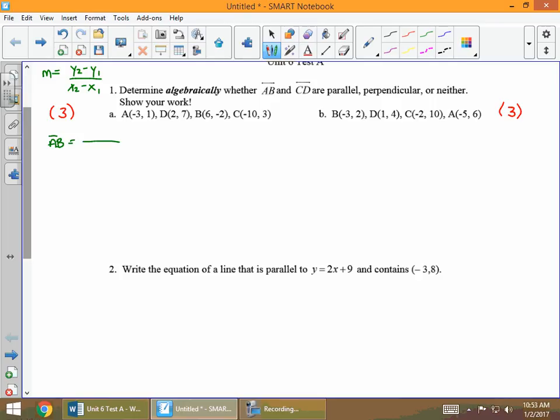So here's my x value for A and my y value for A, my x value for B, and my y value for B. So I want to subtract the y values. So I'll do, and I'm going left to right, 1 minus -2. And then subtract my x values, -3 minus 6. So 1 minus -2 is the same as 1 plus 2, which is 3. And -3 minus 6 is -9, which reduces to -1/3.